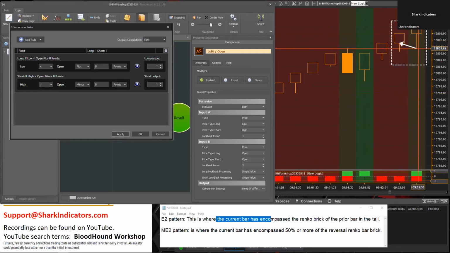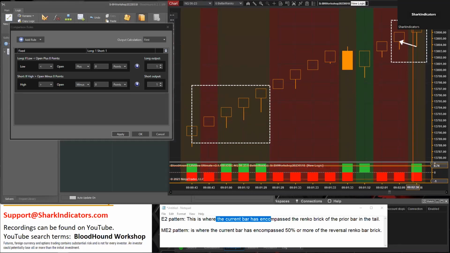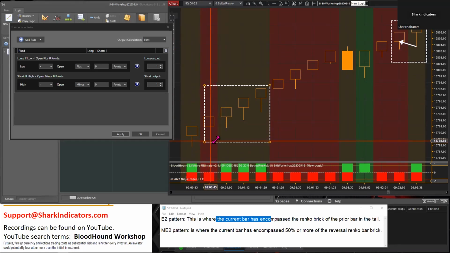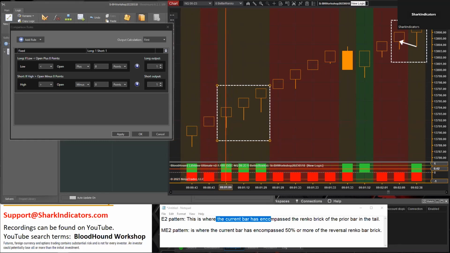And so now, on this bar here, we can see that there's a long output. And obviously on this bar, there's a long output as well because the low is less than the open, which is way up there. And on these bars here, and let's scoot this over, on all these bars, there's a long output, long output, long output. So now obviously we can see we need to get rid of the short output. So let's work on that next.